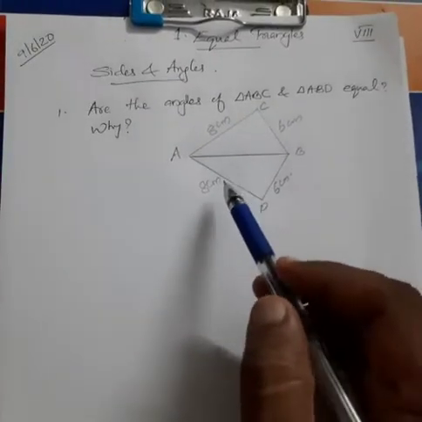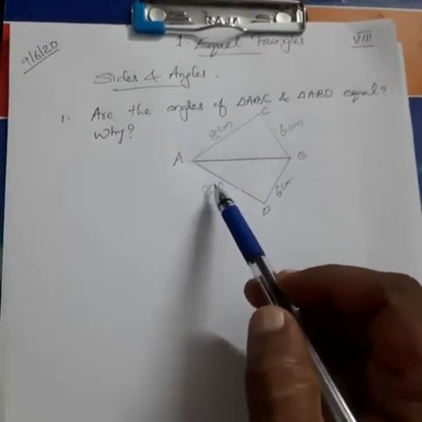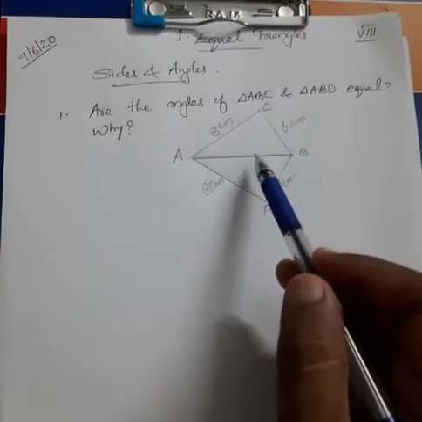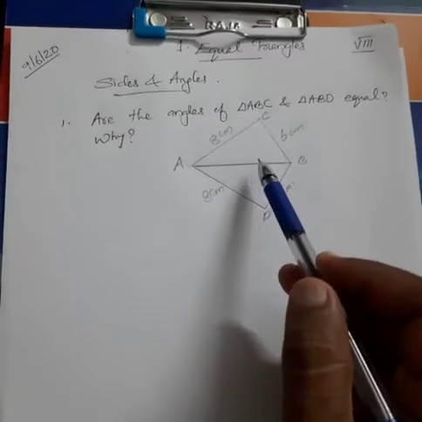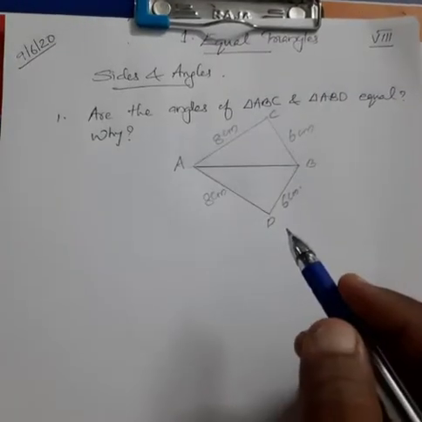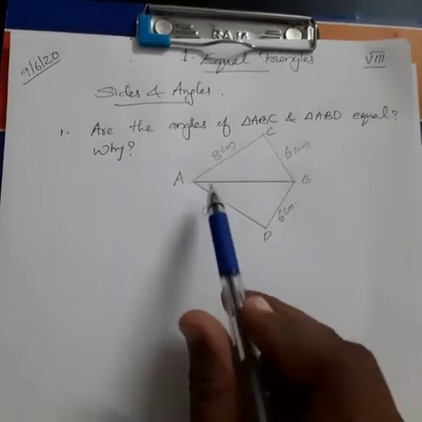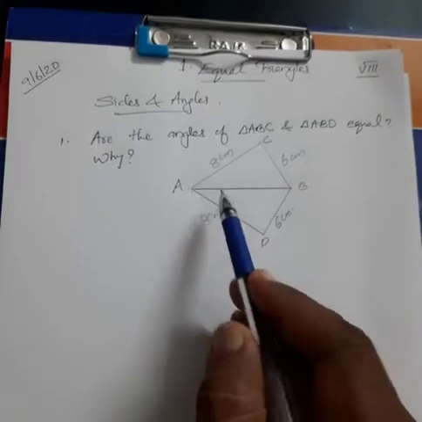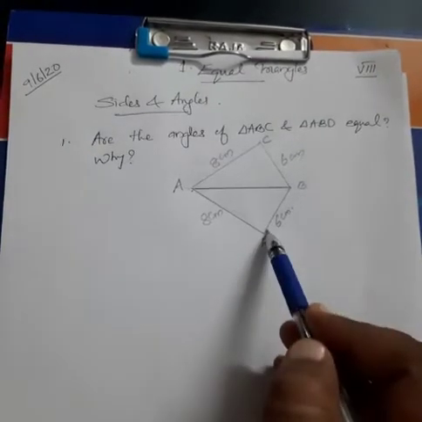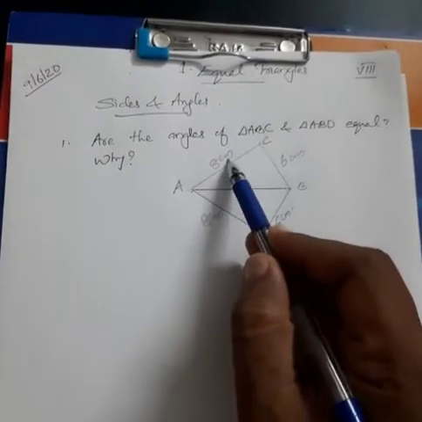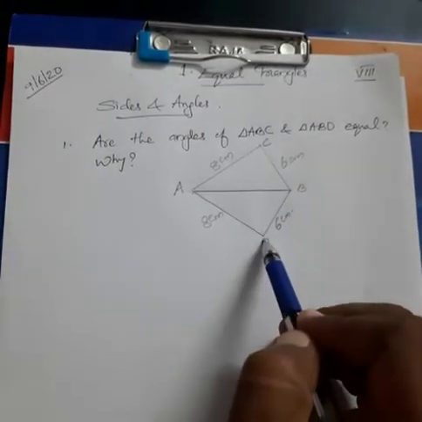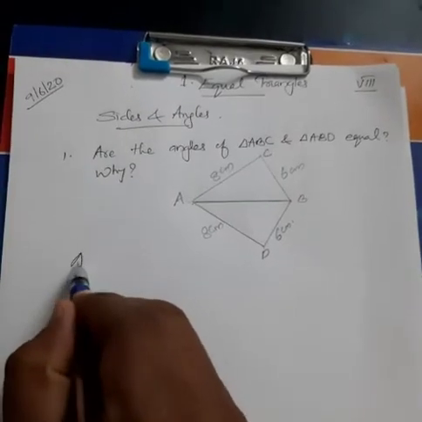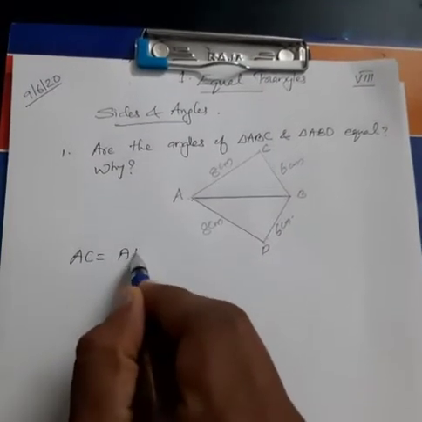Like the previous day, we have to find out the equal sides and opposite angles. If the sides are equal, the angles are also equal. We have to write the equal sides of the first triangle ABC and the second triangle ABD. Here the 8 cm side is AC, and the 8 cm side here is AD. So the first equal sides we write down: AC is equal to AD.